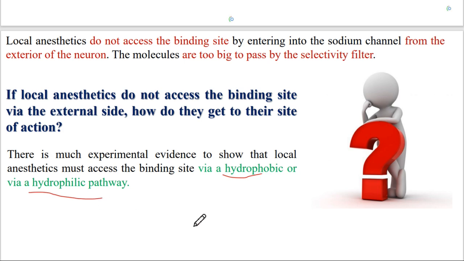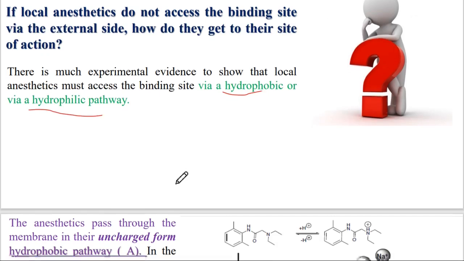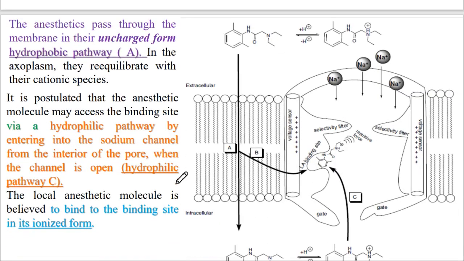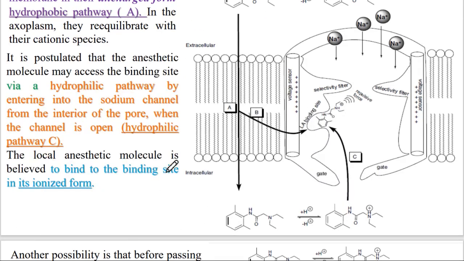Okay, so this was a simple question which comes to mind, and the answer for that is here. Then there is again a reference slide which shows how the anesthetic passes in the uncharged form into the hydrophobic pathway, and how in the hydrophilic pathway they enter inside the brain. As we know, the molecules are very large, so it is just an elaborative way to show how it enters.